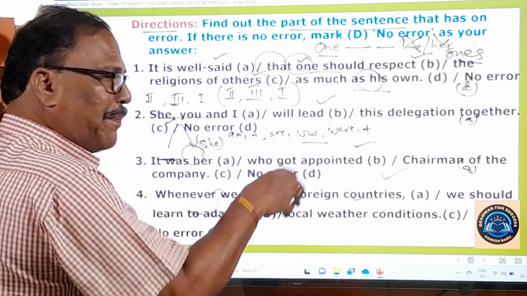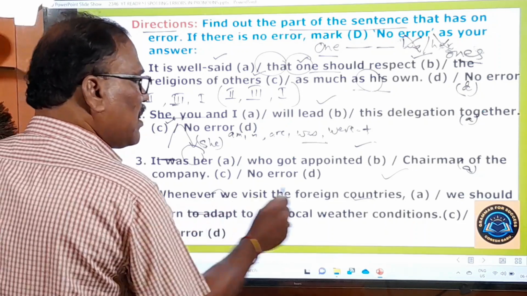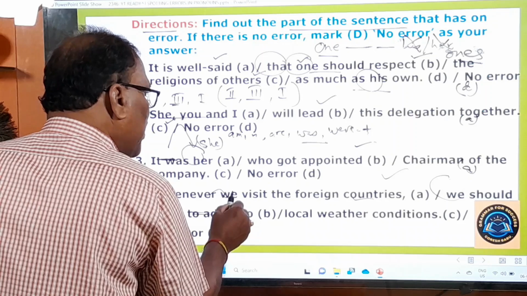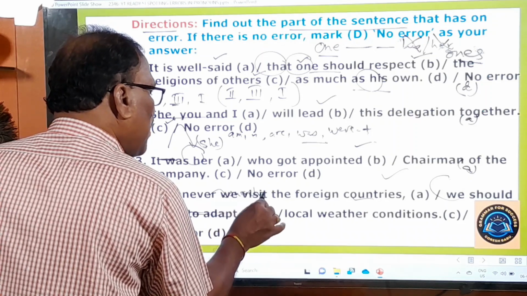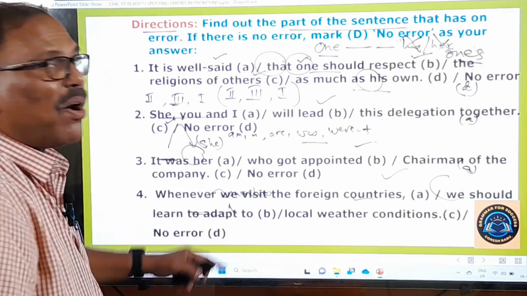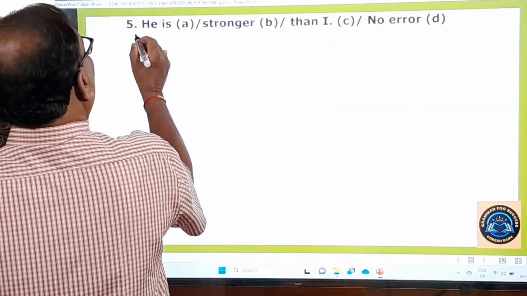Then to fill that gap, you must use a self pronoun. What is the subject here? We. What is the self pronoun of that subject? Ourselves. So this ourselves must be here, but that is missing here. That's why this B part is a mistake. Okay, now the fifth one is there.